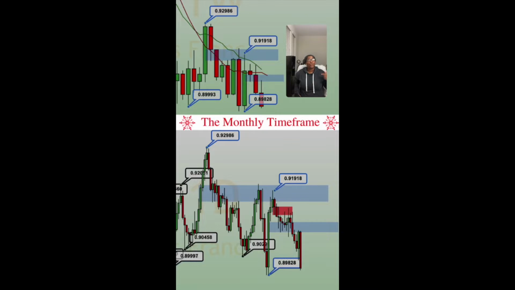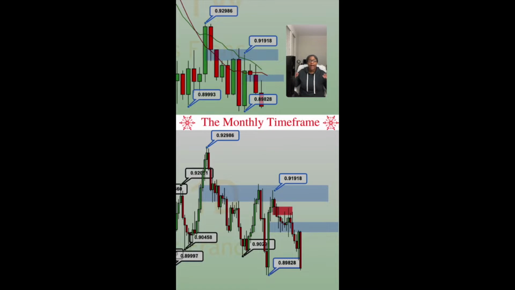If you guys tell me, Shaquan, I don't know what direction price is going in, you did not do the work up front. You didn't look at your daily. You didn't look at your weekly. You didn't see if price was in an uptrend. You didn't see if price was in a downtrend. You just wanted to get into a trade. Do the work up front.